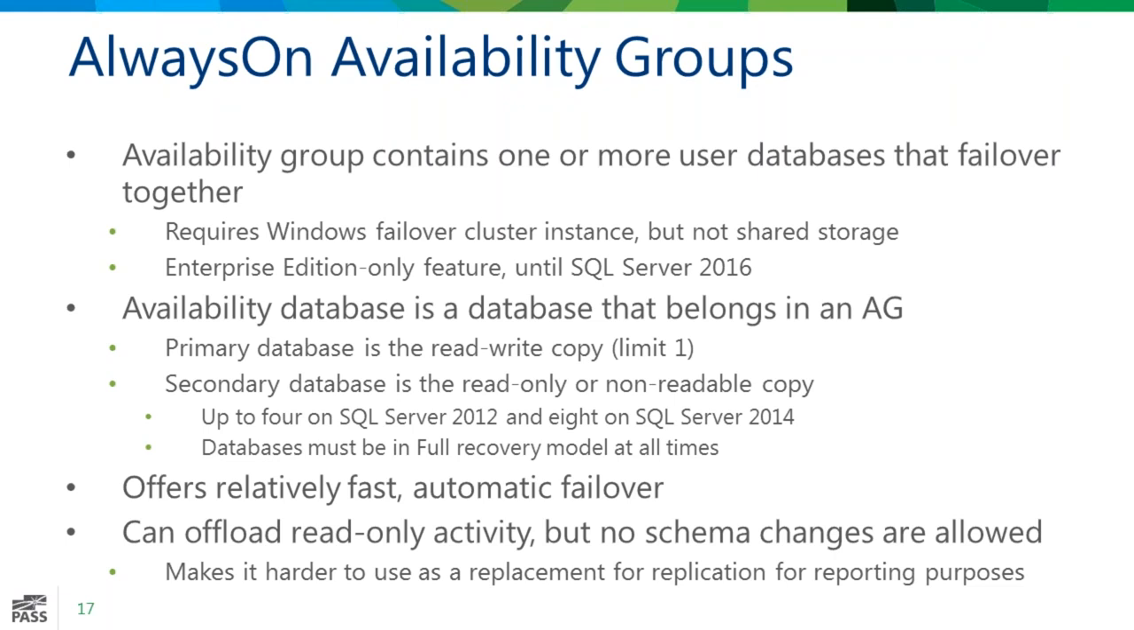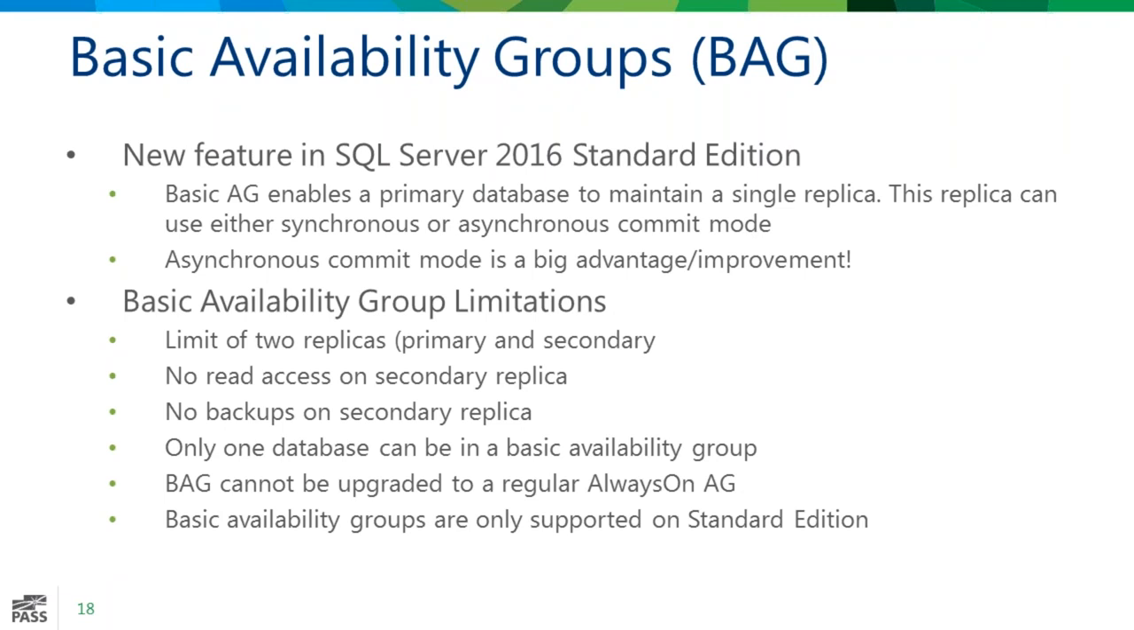Now, basic availability groups, or BAG, is something they added in SQL Server 2016 Standard Edition. It only works in Standard Edition, by the way. And the reason they did this is that they deprecated database mirroring in SQL Server 2012, but they didn't give anybody a good replacement for it. And so finally, in SQL Server 2016, they allow you to have a primary database that has one replica. And the replica can either use synchronous or asynchronous commit mode, which is a big, big improvement. Because the problem with database mirroring is that you can only have synchronous mirroring in Standard Edition, and you needed Enterprise Edition for asynchronous mirroring. So now they've given you one of the former Enterprise features in this feature.